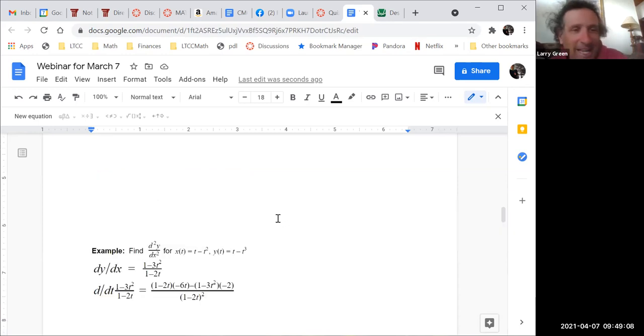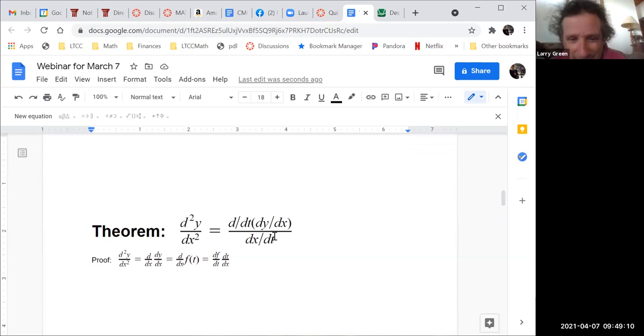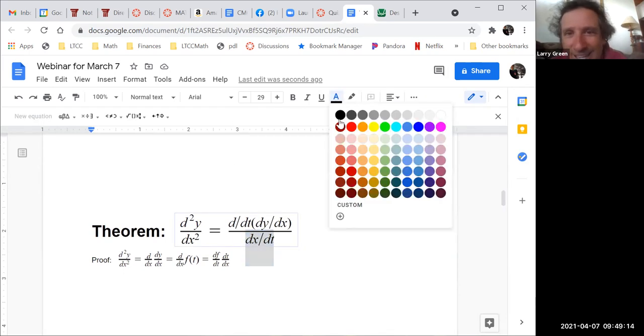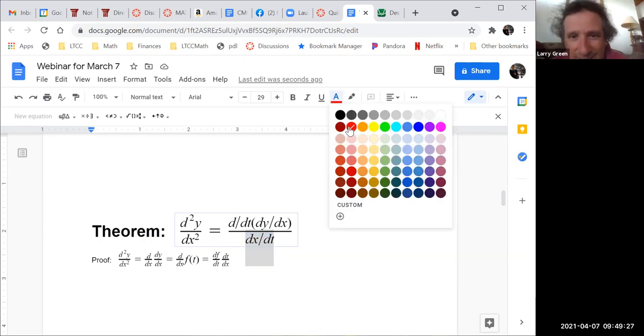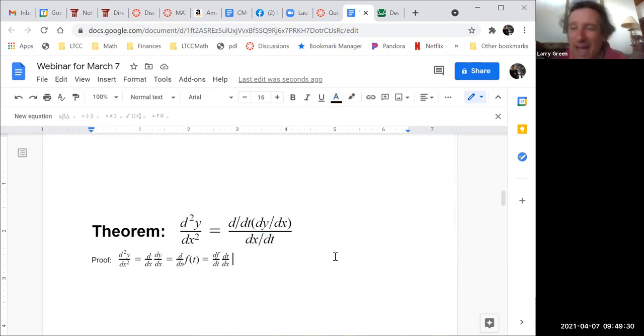So don't forget that in the formula, maybe I'll even take that piece and make it red to say, hey, remember this. Wait, it may not let me make it red. I don't think I can make a piece of a formula red. Nah, sorry. Well, imagine it being red. So don't forget that after taking the derivative of the derivative, you need to divide by dx dt.